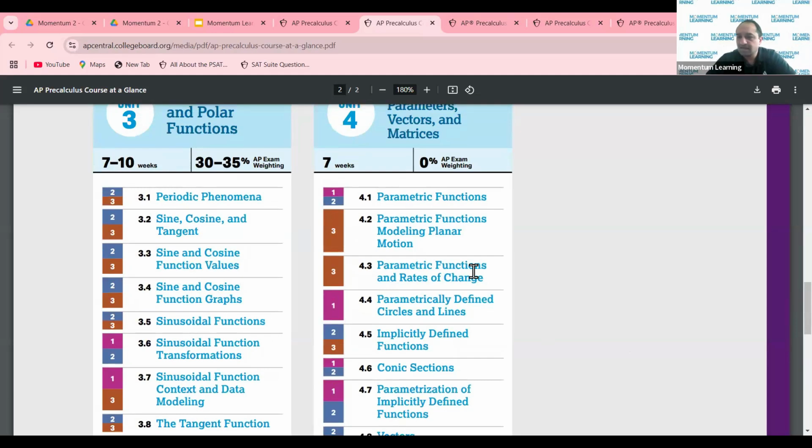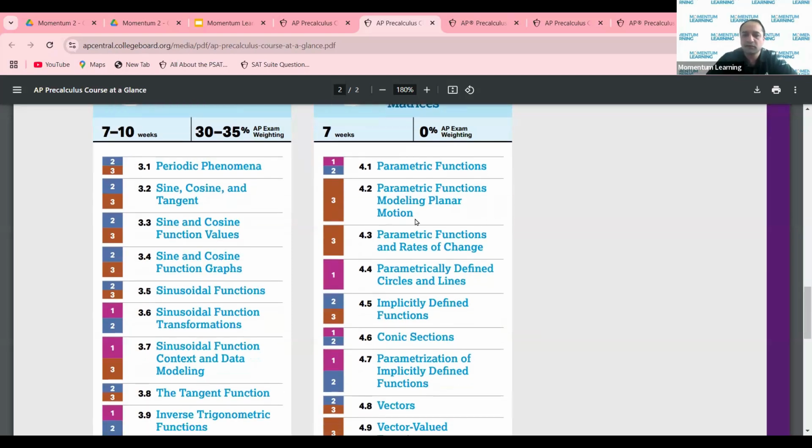Unit 4 is not in the test. You see 0% in AP weighted. However, it is an important topic. Again, parametric equations and functions are a part of calculus. There's a chapter, I could say, related to parametric functions in calculus. So if you are taking AP Calculus next year, you need to be ready for that.